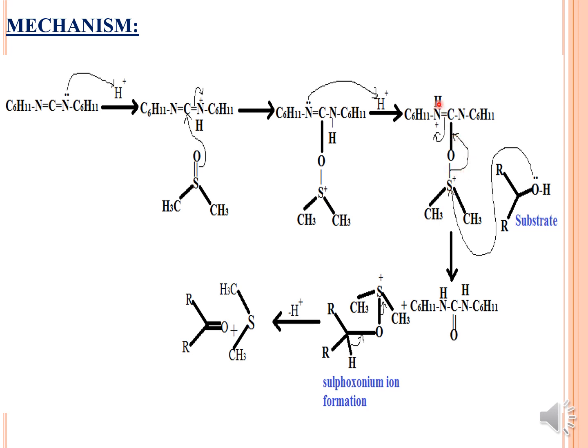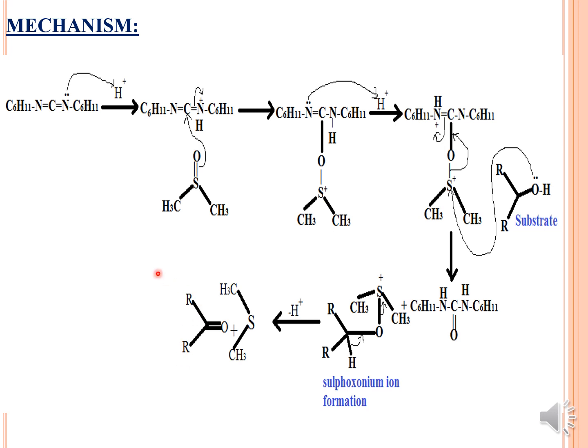Meanwhile there is a neutralization of the positive charge from this bond. Once it gets neutralized, you generate a sulfoxonium ion over here. After the formation of the sulfoxonium ion, with the cleavage of your dicyclohexyl urea, this bond shifts over here, the carbon-hydrogen bond shifts over here. Meanwhile there is a cleavage of this bond, and then there is a cleavage of your dimethyl sulfide, and then you get back your ketone molecule.